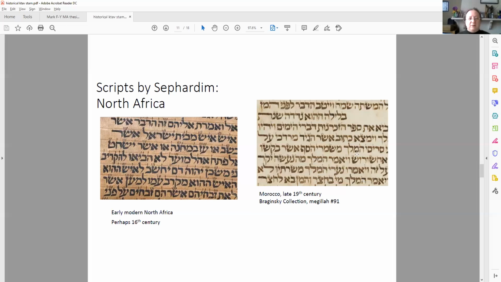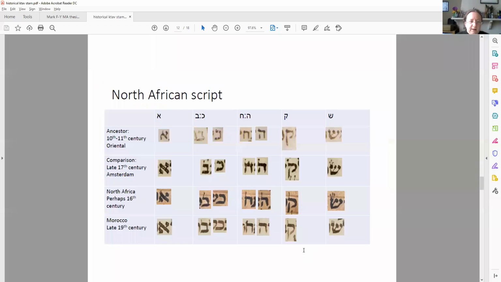They have the same set of rules. They have the same set of everything, pretty much. So what you've got for a Megillah, you can probably apply to a Torah fairly confidently. So although this is a chunk of a Megillah, we can probably say that Torahs from that period look the same. So North Africa. Again, I'm bringing the Oriental script for comparison and the one we just saw from Amsterdam.